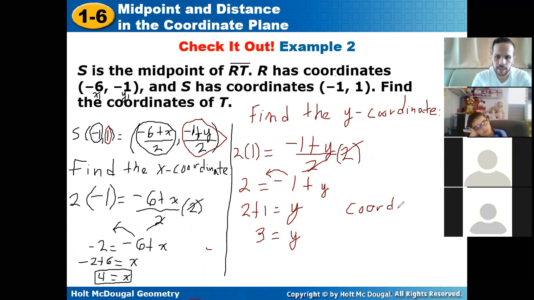Preguntas de cómo se hace. Es solamente, ¿verdad? Aplicar la fórmula y sustituir. Preguntas de cómo se hace esto. Hicimos 2 ejemplos de este ejemplo. Okay? We do 2 examples of how to find the coordinates. Okay? Pregunta, mi gente. Find the coordinates of T. 4 is x, and 3 is y, ¿verdad? La segunda coordenada de y. Pregunta, mi gente.